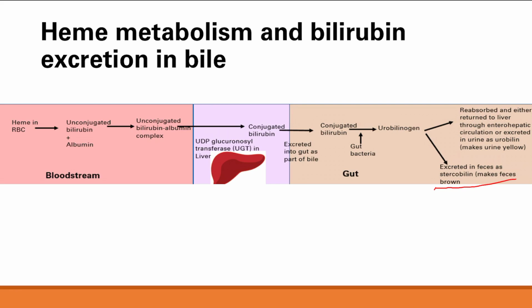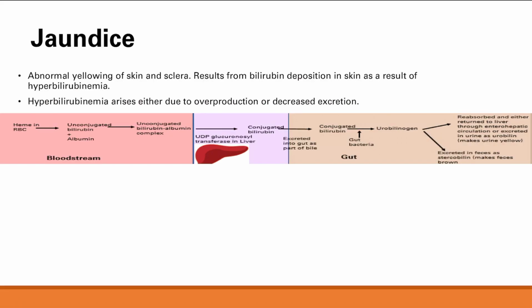The other thing that can happen is it can be reabsorbed in the small intestine, and then either return through the liver through the enterohepatic circulation. So that's like biorecycling, or it can become excreted in the urine as urobilin, and urobilin is what makes the urine yellow. It gives it that color. Okay, so that's it for bilirubin excretion. This is important. We're going to revisit this a lot in this jaundice lecture.